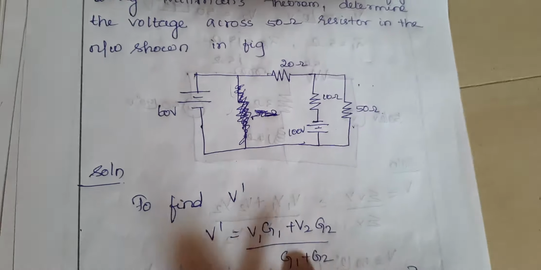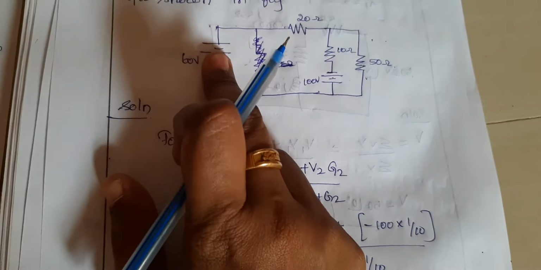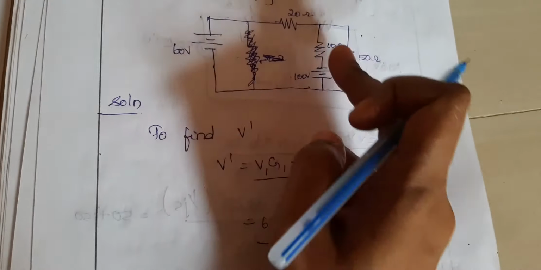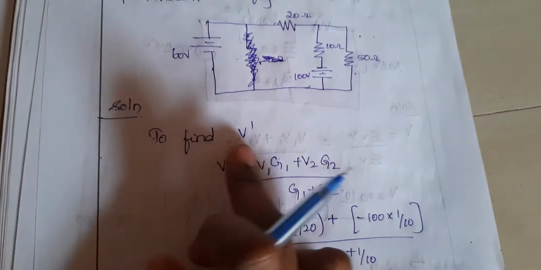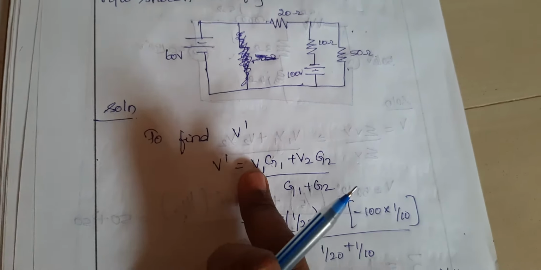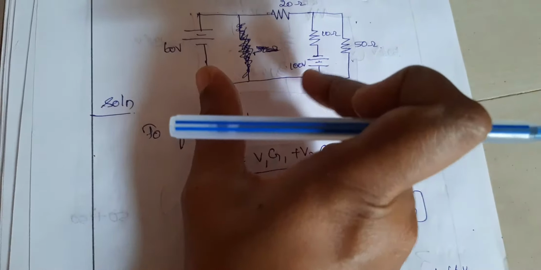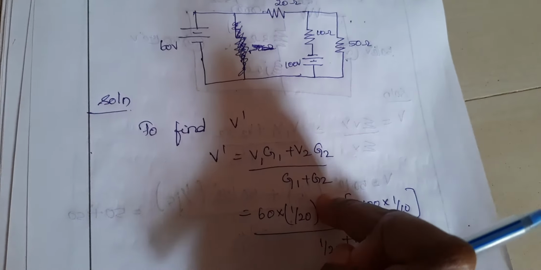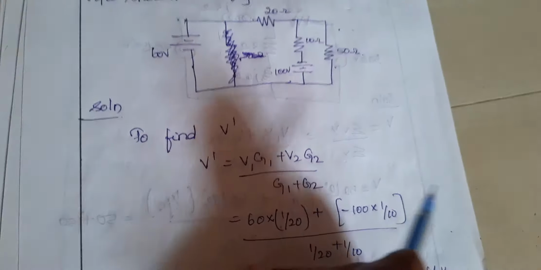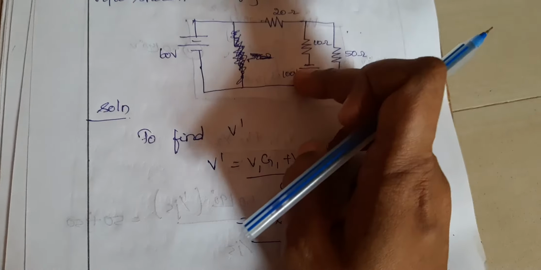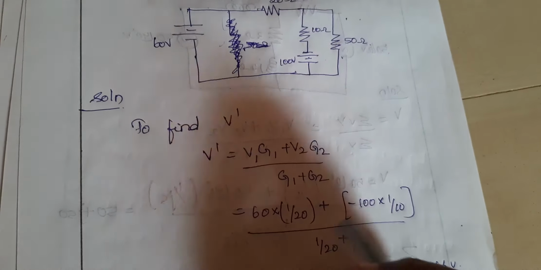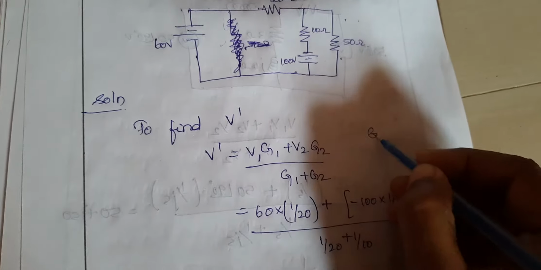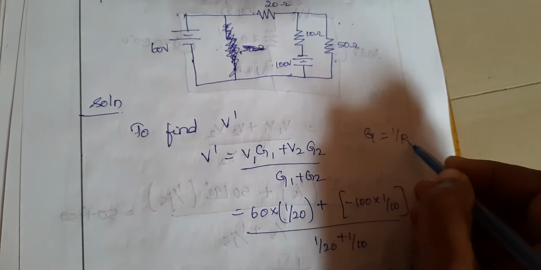Okay, so how will you find the voltage? Here we can take this because it is in series, and this one also is in series. So in order to find V dash, what is the formula? V1 G1 plus V2 G2 divided by G1 plus G2. So what is V1? 60 into G1, and V2 is 100 into G2. That is very, very important: G is conductance, that is 1 by R.